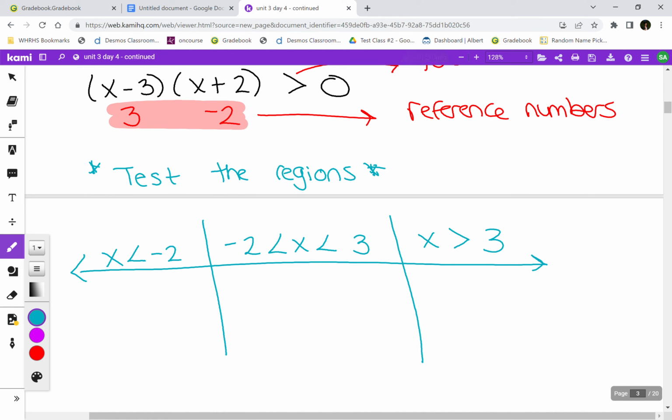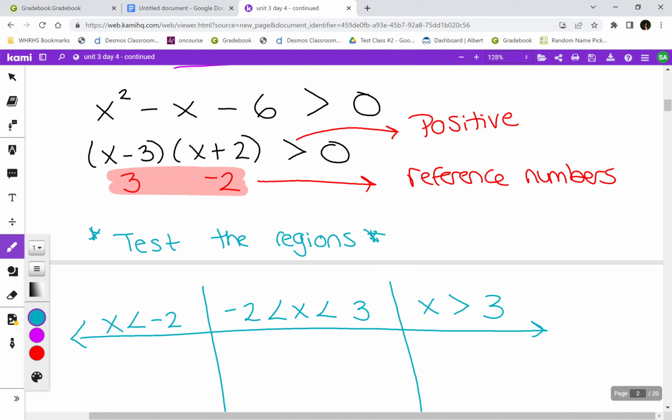So you take your smallest reference number, you test smaller than it. Then you test a number between the two reference numbers, and then you test a number that's bigger than the largest reference number. You do not use the reference numbers in these tests. So now we want our outcome when we test to be positive, since we were greater than 0. I'll show you what I mean here.